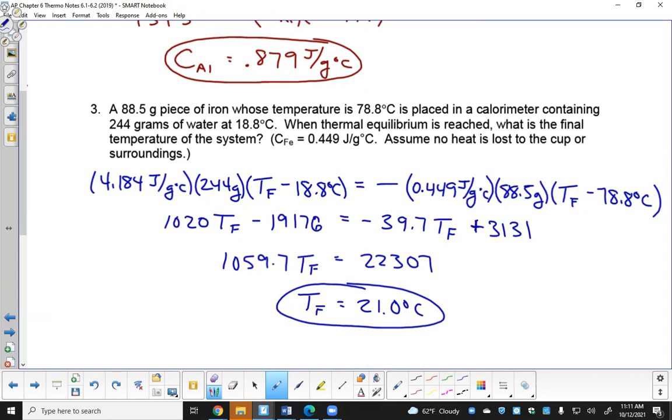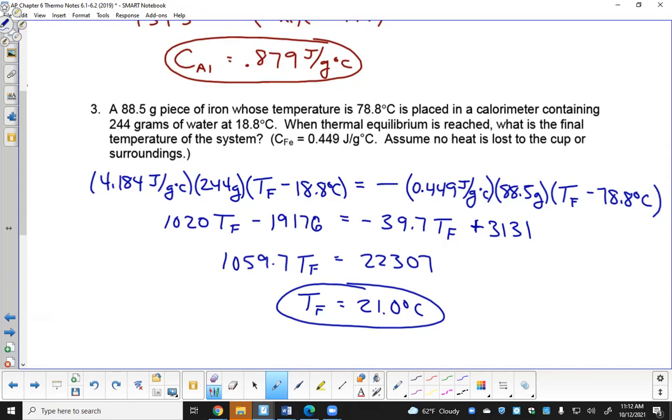Here's a little thing. When you do a problem like this, where there's more opportunities to make errors with your signs and calculation mistakes, just keep this in mind. You had some water at 18.8. You had a hot piece of metal at 78.8. It's a pretty safe bet that the final temperature is going to be somewhere between those two numbers, right? I mean, that's like a given. So if it's not, then you know you got a calculation mistake. I've had a lot of people on tests that I've graded where it's not even realistic or possible to be higher or lower than those initial temperatures of the water and the metal.